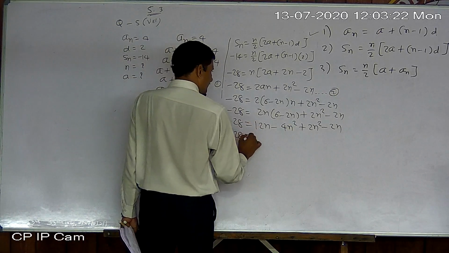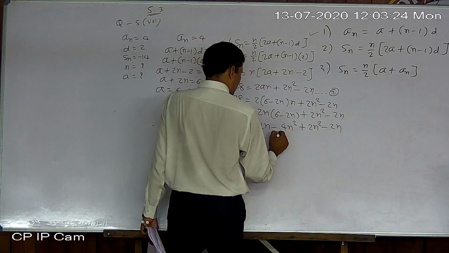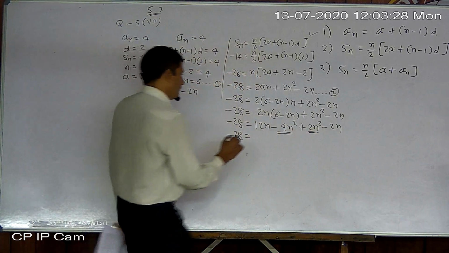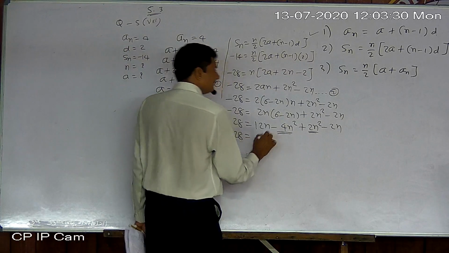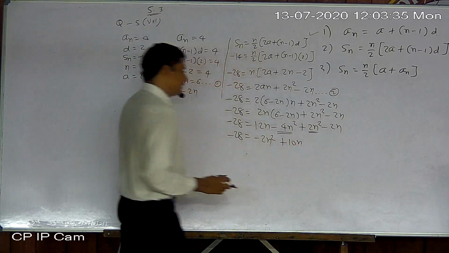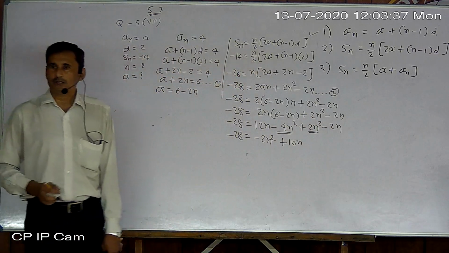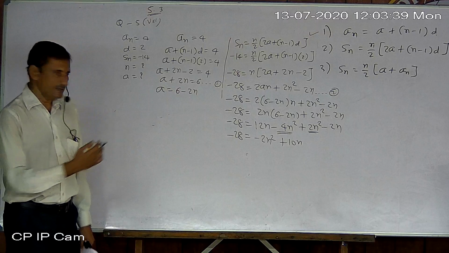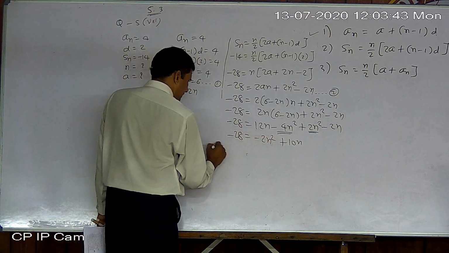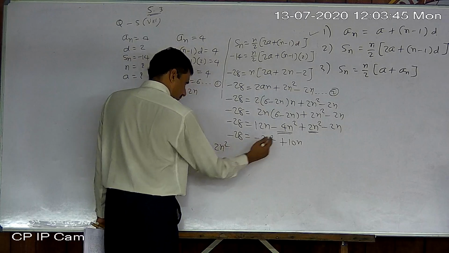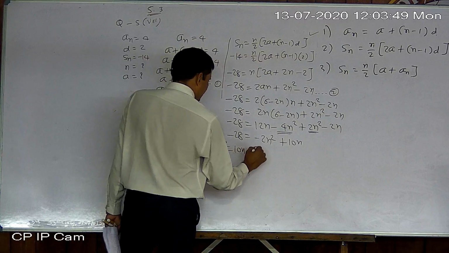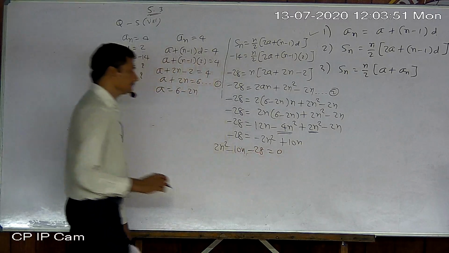So it becomes now minus 4n square plus 2n square, so it will be minus 2n square. 12n minus 2n plus 10n. Now I told you quadratic equation should be in standard form and shift terms so that the first term becomes positive. So I am shifting the right terms towards the left: minus 10n minus 28.